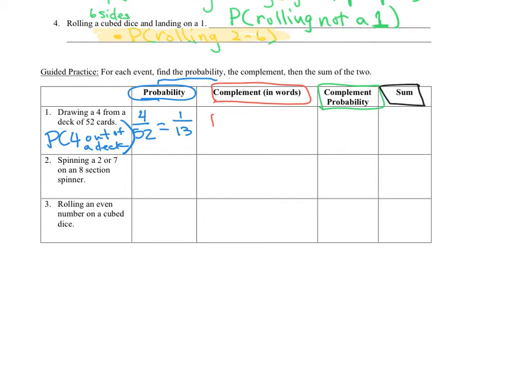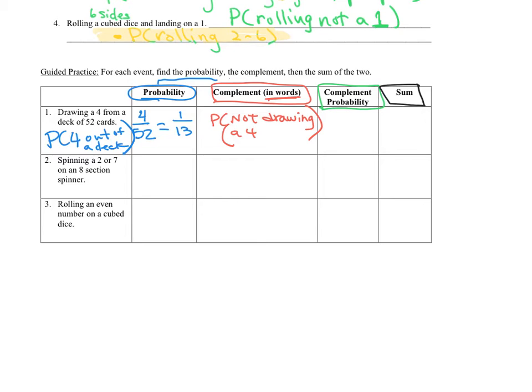the probability of not drawing a 4. And I can use the not because they used the drawing, so I have to do the opposite. Not drawing a 4. And that number is 12 out of 13, because it says in words. So now we want to do it in numbers.